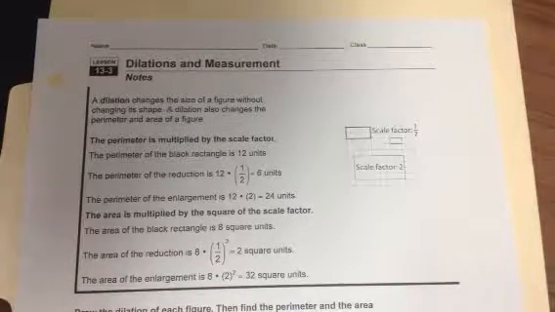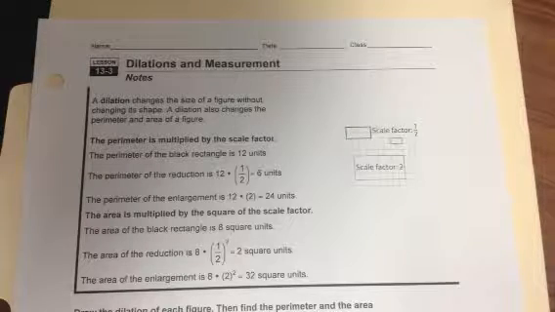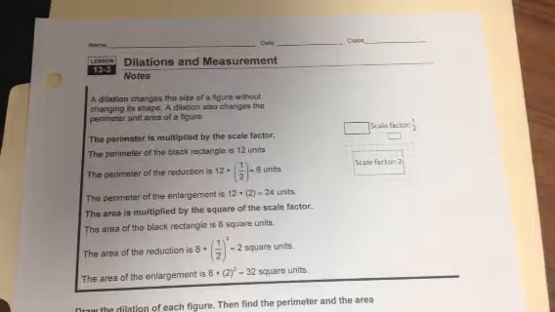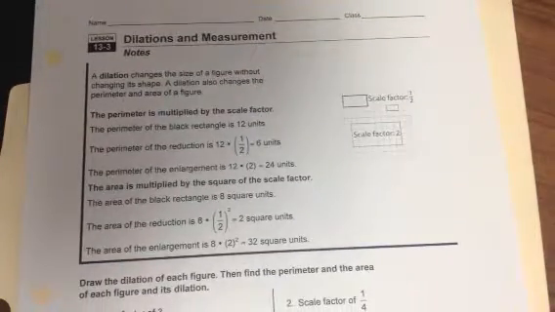Okay, so we've been talking about dilations, and today we're going to talk about dilations and measurement. What happens to the perimeter and area when a figure is enlarged or reduced? We know if it's enlarged, the perimeter and the area are going to have to get bigger, and if it's reduced, then they're going to have to be smaller. So we're going to take some notes on this.